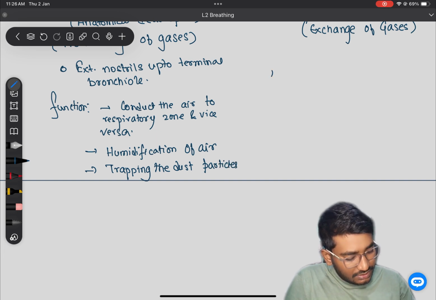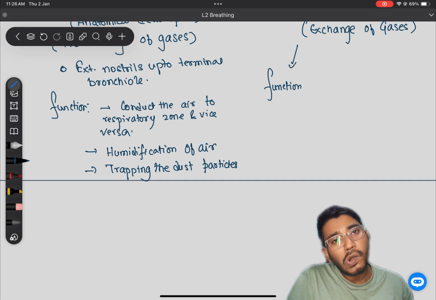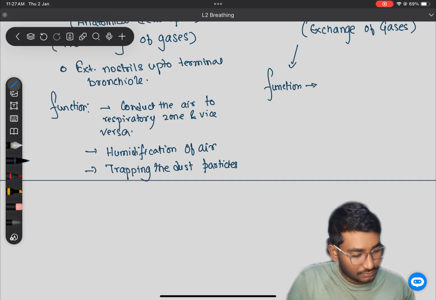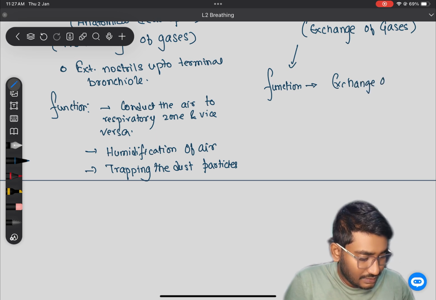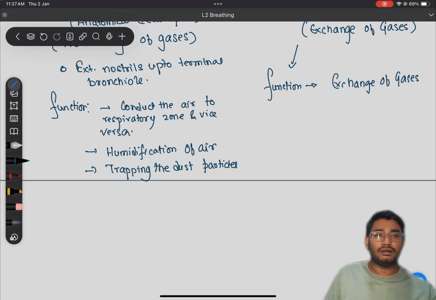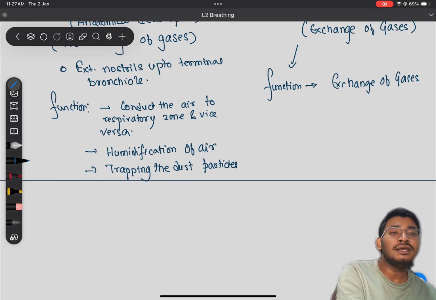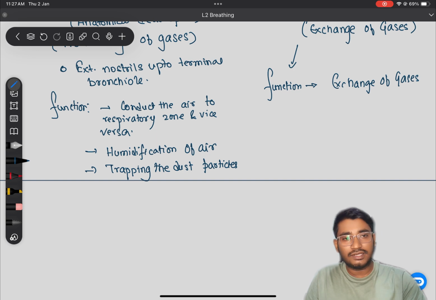Now the function of the exchange part: the exchange of gases. The respiratory zone has a simple function, to exchange the gases. That is, the actual respiration occurs here in the alveoli or the respiratory zone.